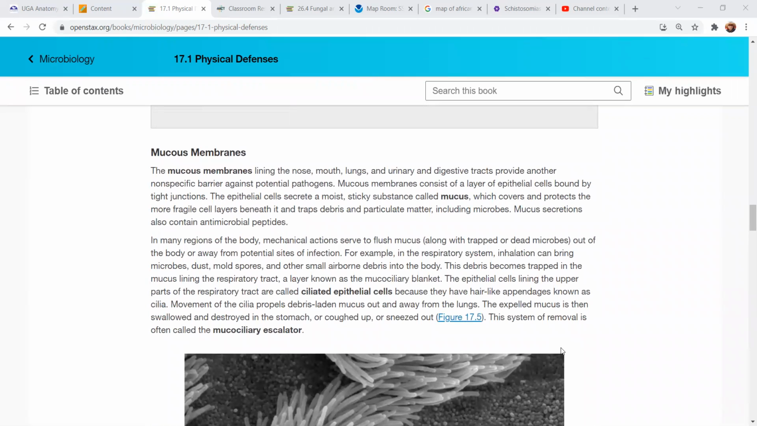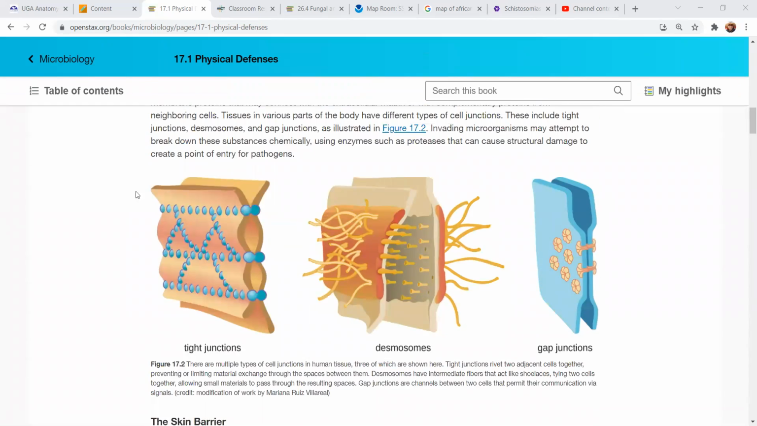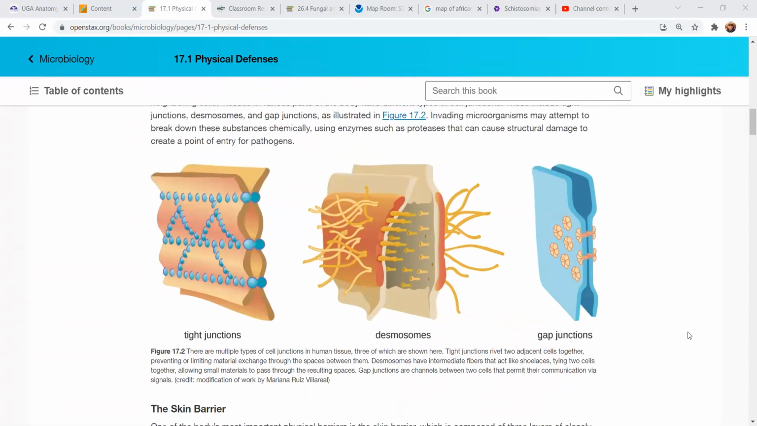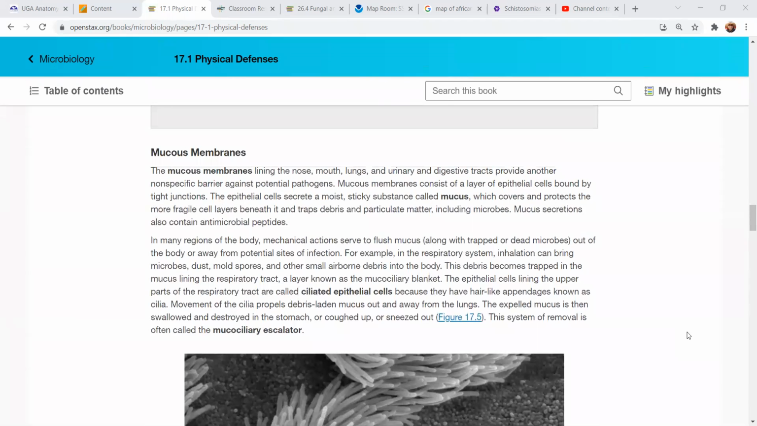The mucous membranes are those kind of what we consider wet membranes. So those that are open to the outside. So the mouth, the nose, the urinary and digestive tracts, and even the reproductive tract. Mucous membranes have cells that have tight junctions. So they're stuck together, essentially, if we look up here at what a tight junction looks like. So the cells are stuck very closely together.